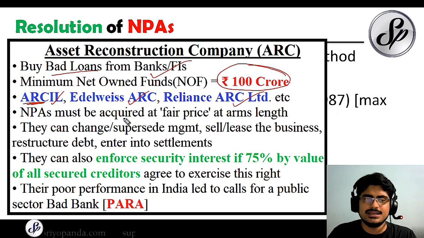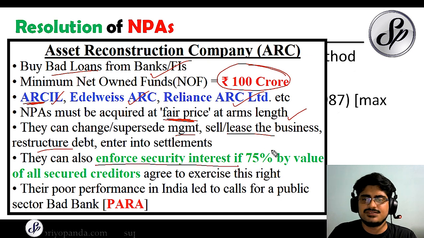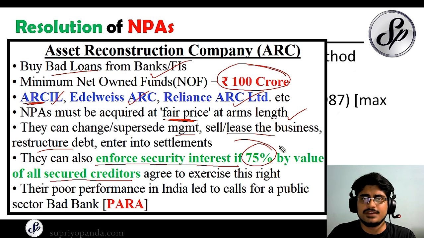And the NPAs need to be acquired at a fair price by the ARCs and at arm's length. They can actually change or supersede the management, sell or lease the business, restructure debt, enter into settlements, etc. And also remember, they can enforce the security interest if 75% by value of all secured creditors agree to exercise this right. So if all of these people agree, then they can go ahead and sell the different assets and thus get the money to resolve all of these things.